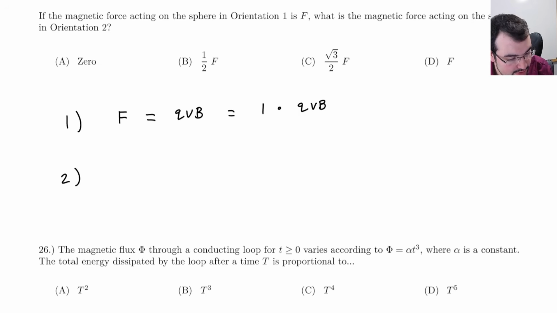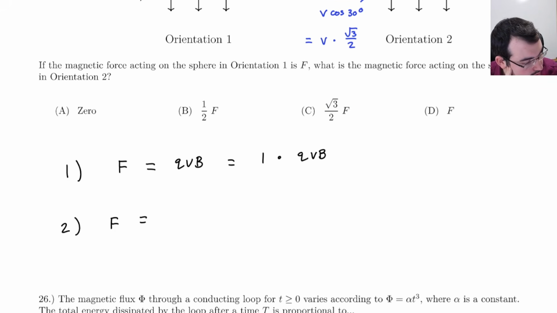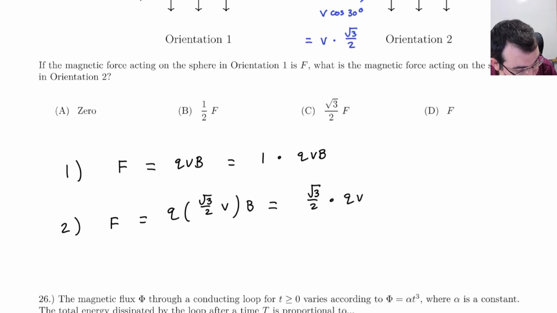What about orientation 2? Well, F is once again QV perpendicular B, but we actually just need to extract that. So what part of this is perpendicular to the field? Well, the up and down velocity is getting ignored, so we want just this component. So this would be V cosine 30 degrees, which would be V times root 3 over 2. So this would be Q times root 3 over 2, V times B, which would be equal to root 3 over 2 times QVB.